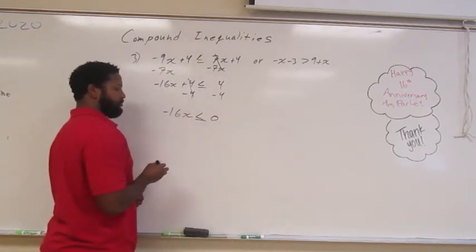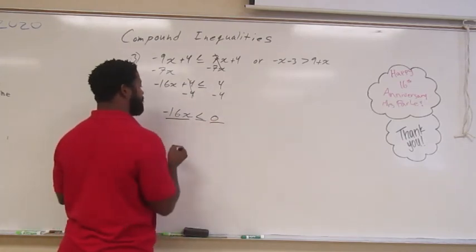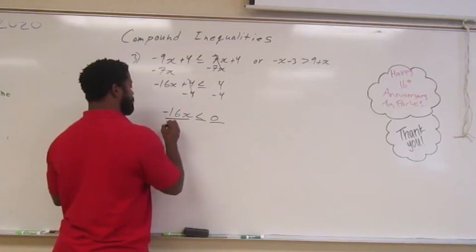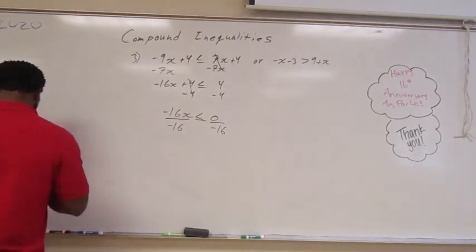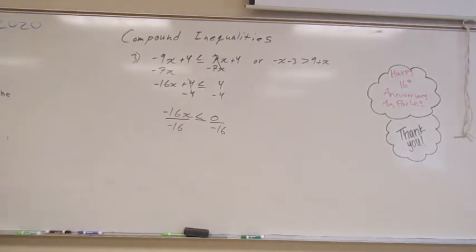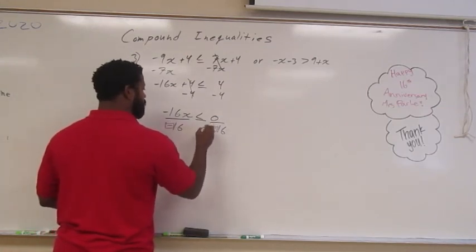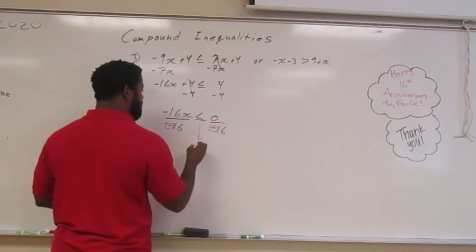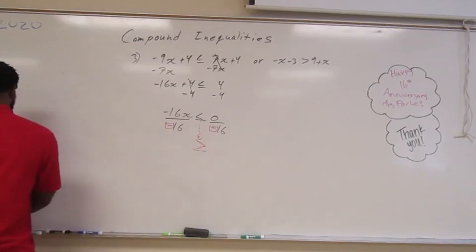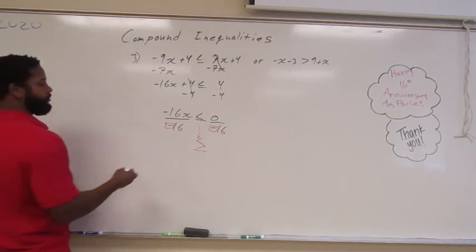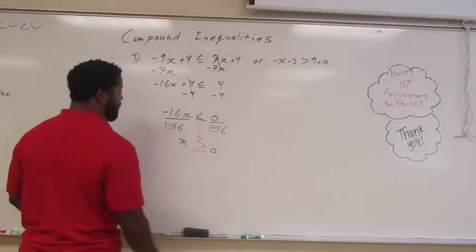Right? 0 divided by anything is what? 0. What are we dividing onto the other side? Negative 16. Okay? We are dividing a negative to the other side. So therefore, that sign flips. So x is greater than or equal to 0. Okay?